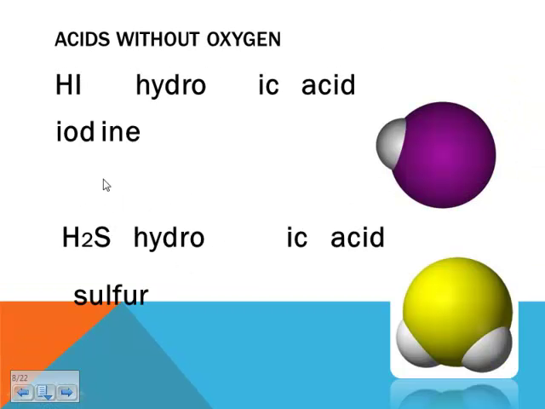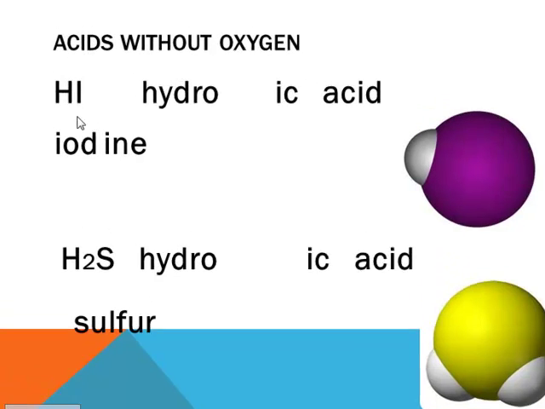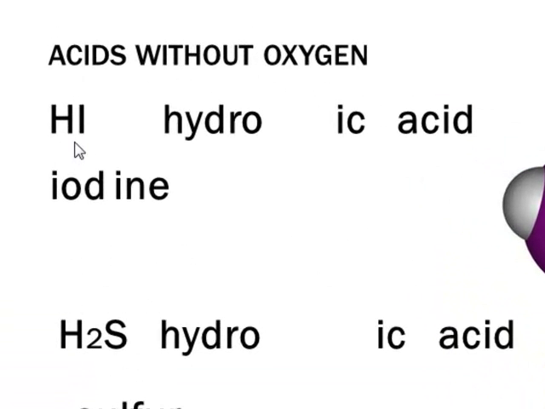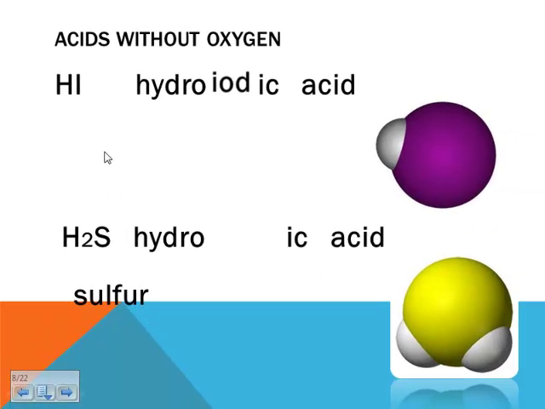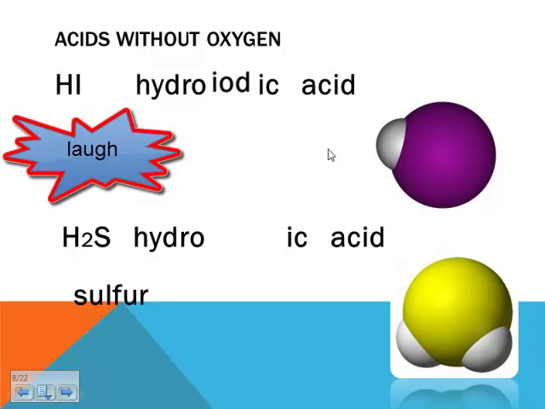2 more acids to name of this type without oxygen. The famous HI. The element besides hydrogen is iodine. We get rid of the INE, put what's left into the blank. We have hydroiodic acid. If you're getting frustrated naming, sometimes you might want to name this hydroidiotic acid. And here's a picture of it.